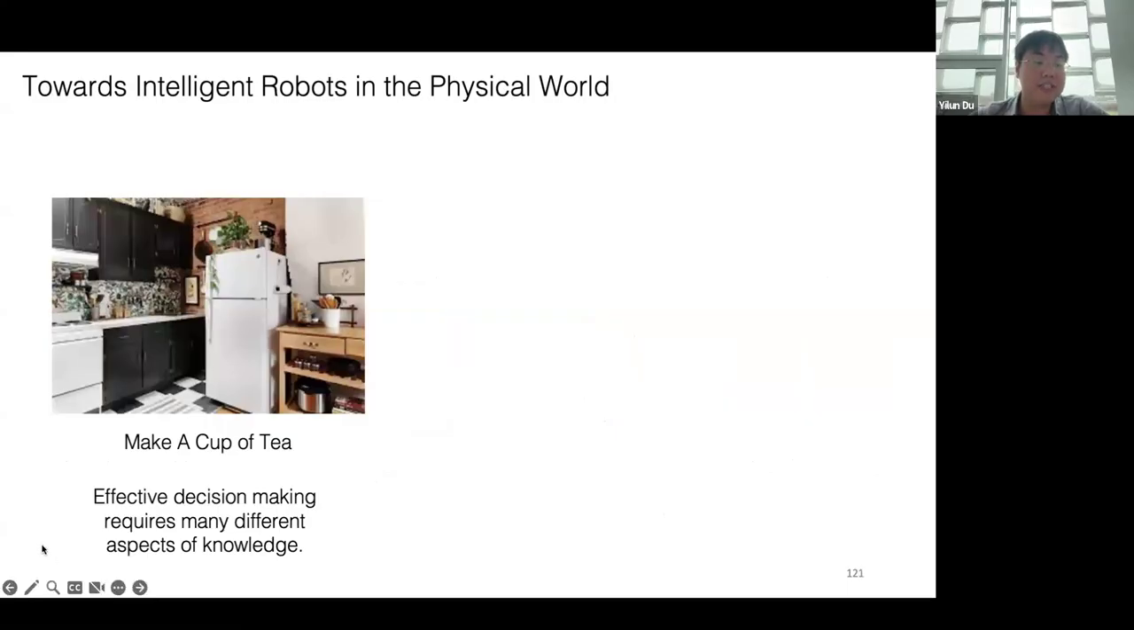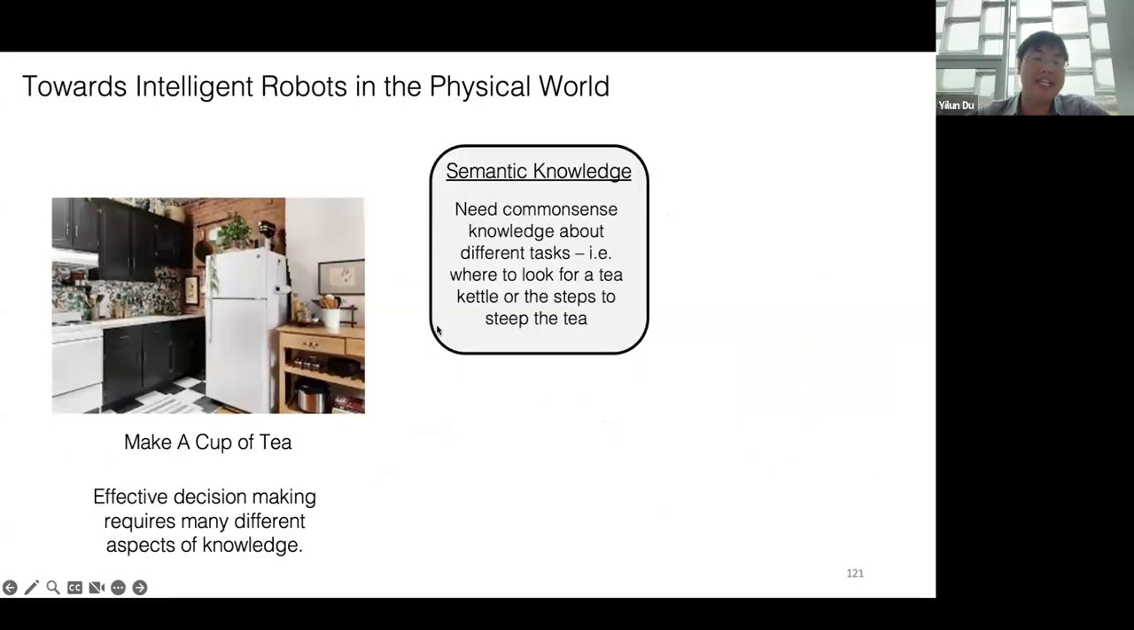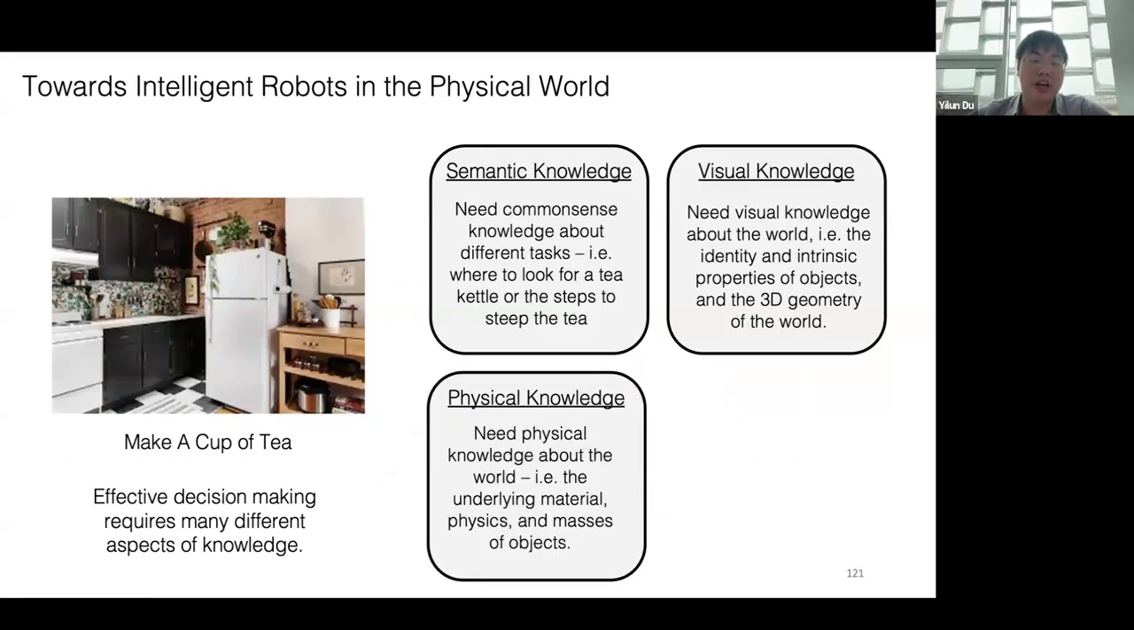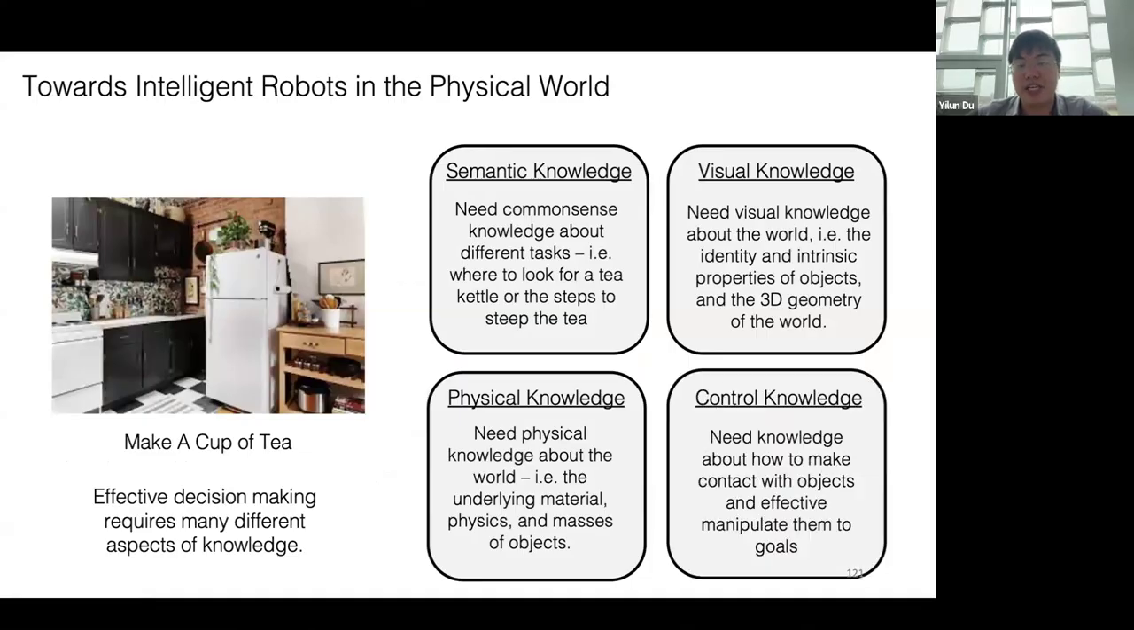Effective decision making to solve this task requires integrating a lot of different aspects of knowledge. You need to have some common sense knowledge about where to look for a tea kettle or the steps necessary to steep the tea. You need to have some visual knowledge of the world, so you need to know the identity and the intrinsic properties of objects and the 3D geometry of the world. You need to have some physical knowledge, like the underlying masses and materials of objects. And you need to have some knowledge of control, so you need to know how to actually pick up an object or make contact with the object.